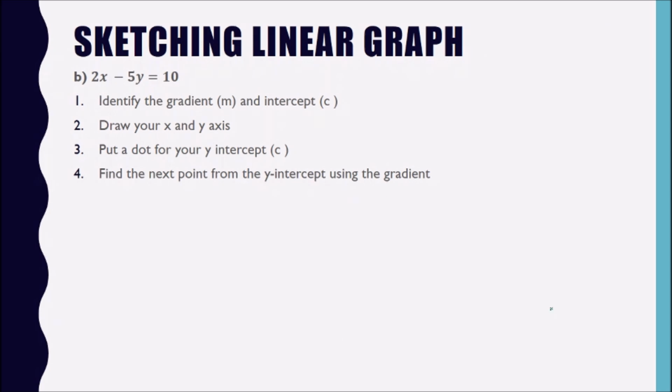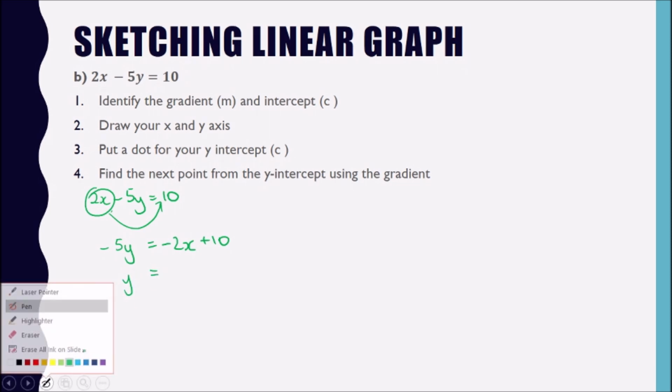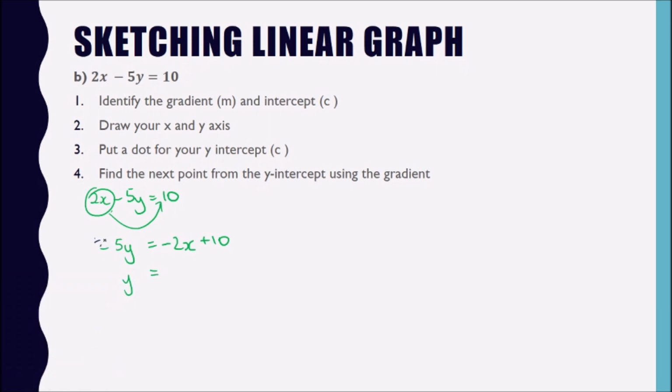Okay, so this graph over here hasn't been rearranged. So the first step you need to do is rearrange it. So 2x minus 5y equals 10. So you need to bring your 2x across. So it's negative 5y equals, well, there's a positive here. So if you bring it here, it's negative 2x plus 10. Now you don't want the negative 5. So you must divide both sides by negative 5.